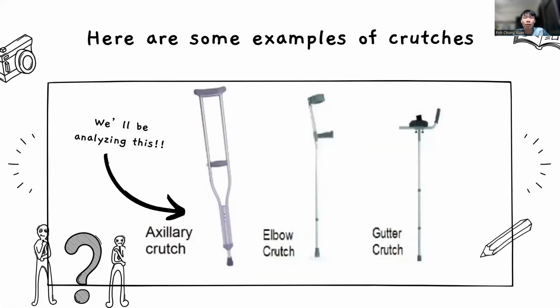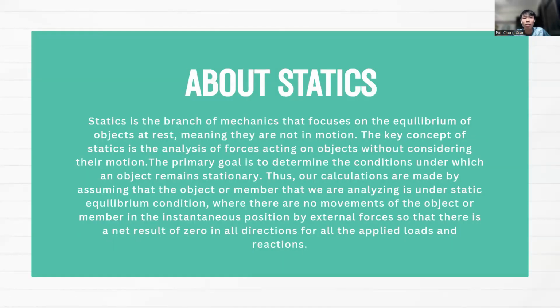So, here are some examples of crutches. The first one is the axillary crutch, which we'll be analyzing in our video assignment and also our project. And then there's the elbow crutch and the gutter crutch. There are many more types of crutches. So, now let's have a look about statics.